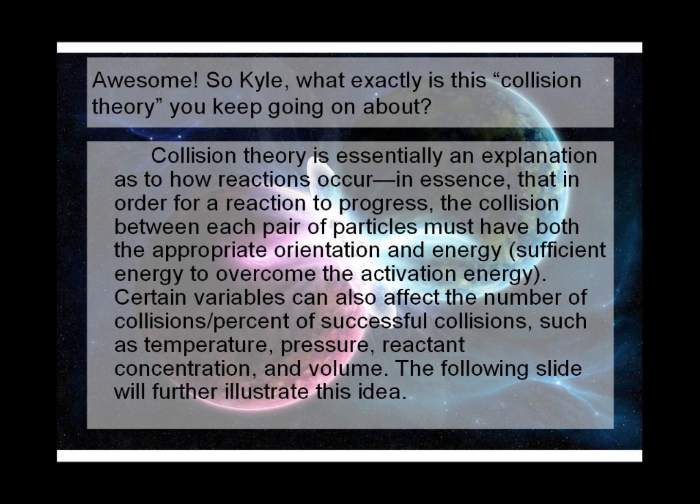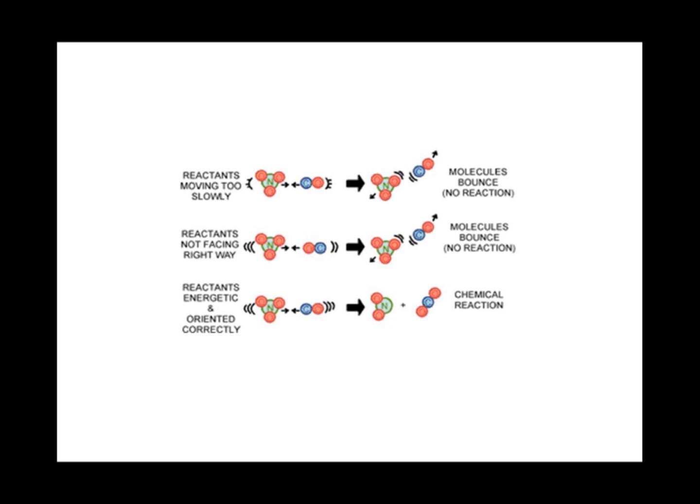Now let's take a look at this diagram. Here the first row describes a collision that is oriented correctly but has too little kinetic energy. As you can see, there is no reaction. Now the second row has particles that have enough energy but are not oriented correctly. So again, no reaction occurs. Now the third row has both sufficient energy and the correct orientation, and as a result, a chemical reaction occurs. So next, we will have an example of how collision theory is applied in pharmaceuticals.